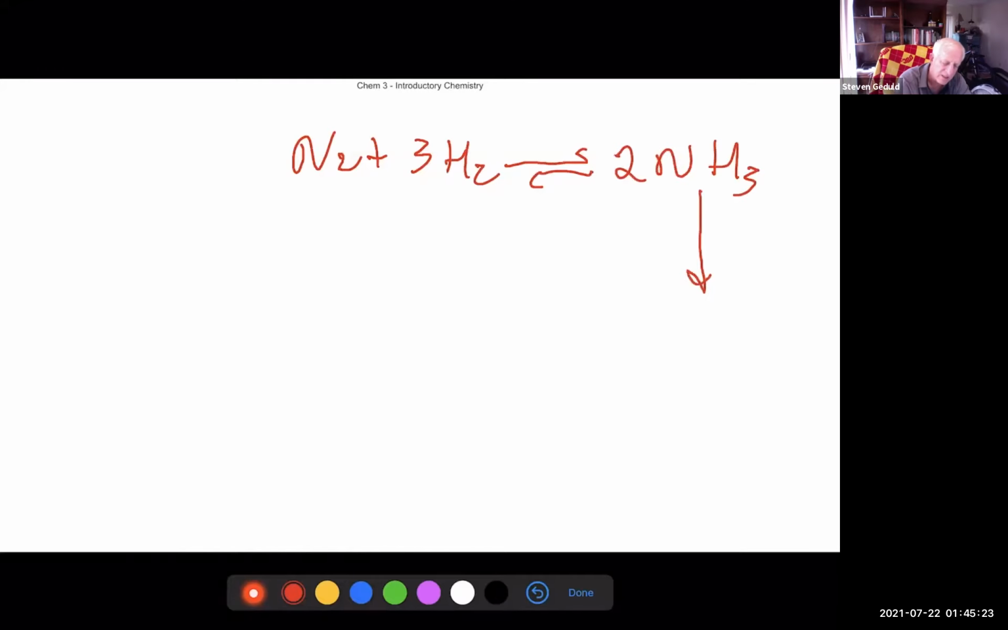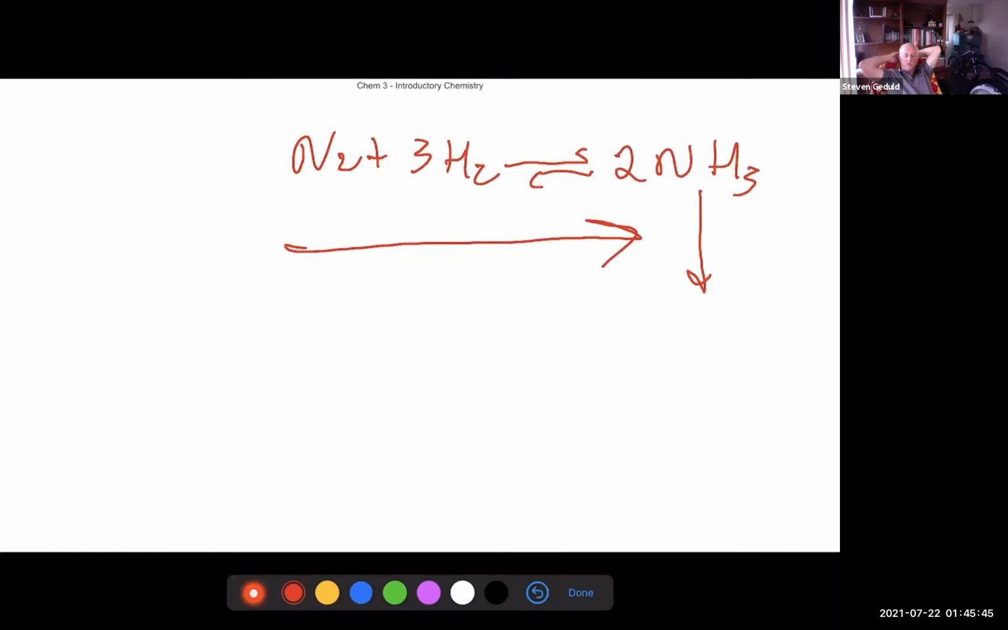If I decrease the amount of NH3, what's going to happen? I'm going to try to increase it again to bring it back up to levels. And that means the reaction is going to go this way to increase the amount of NH3. So I'm going to decrease the amount of N2, because I use it up, and H2, and increase my amount of NH3.